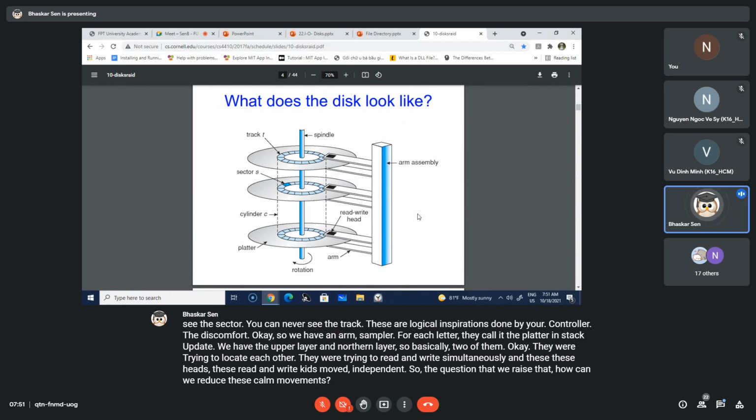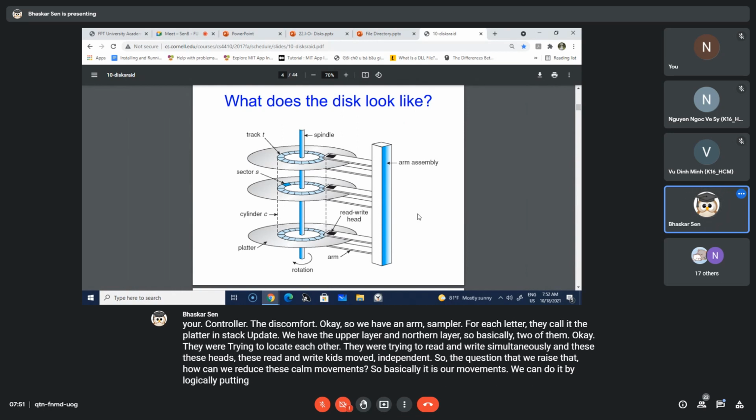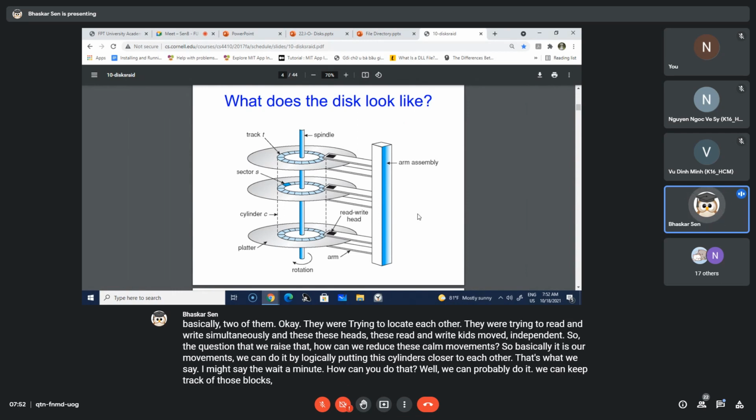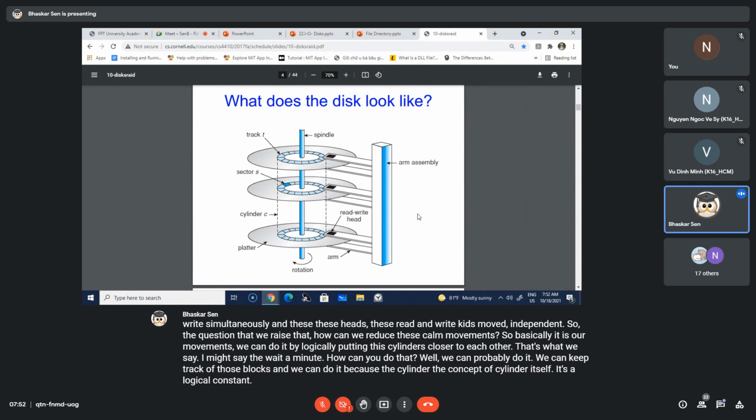Basically these arm movements, we can reduce by logically putting these cylinders closer to each other. You might say, wait a minute, how can you do that? Well, we can probably do it if we can keep track of those blocks, and we can do it because the concept of cylinder itself is a logical concept. So it doesn't matter if 5 is next to 50.